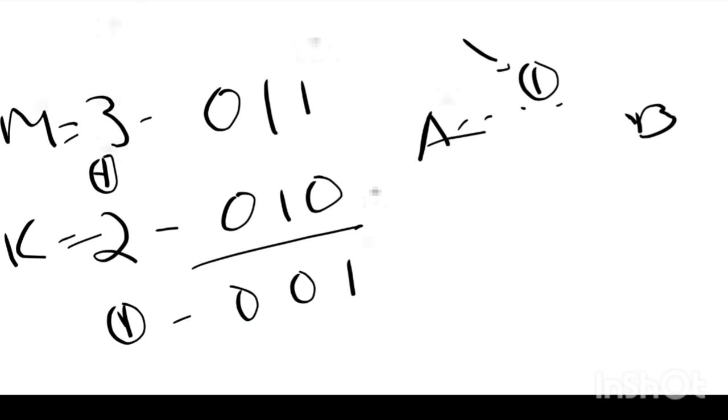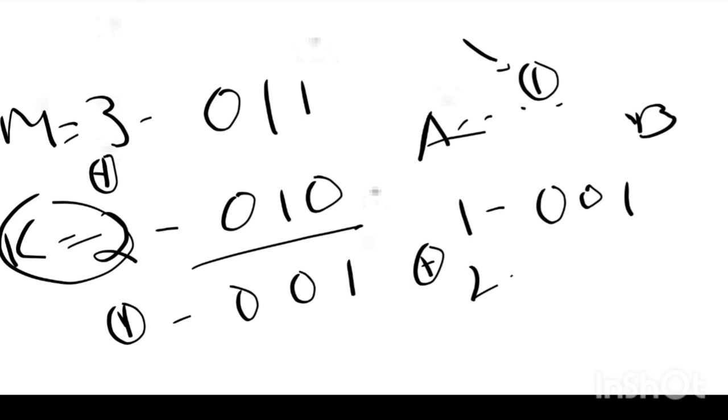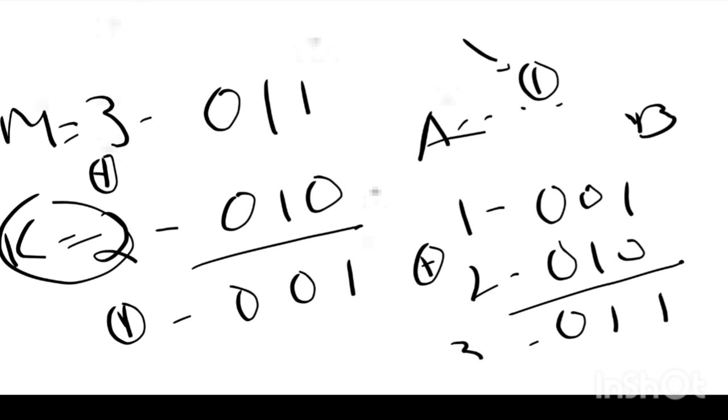For decryption I have to use the key again. So I take 1, which is 0 0 1, and do the XOR operation with 2, which is 0 1 0. When I do the XOR operation, what do I get? 0 1 1. This is 3, right? That's the same message I had to transfer from user A to user B.